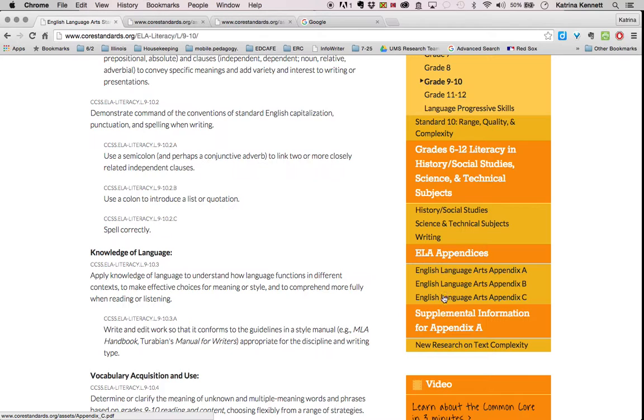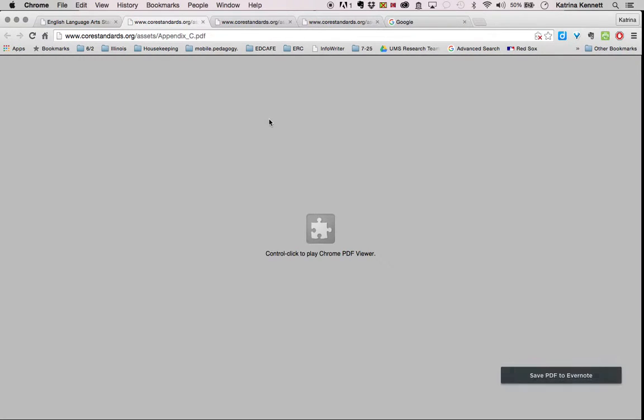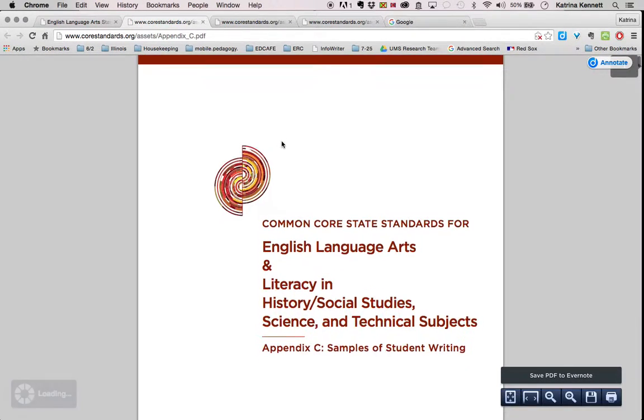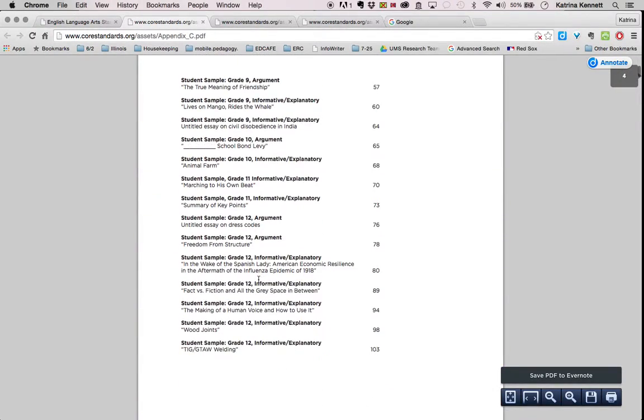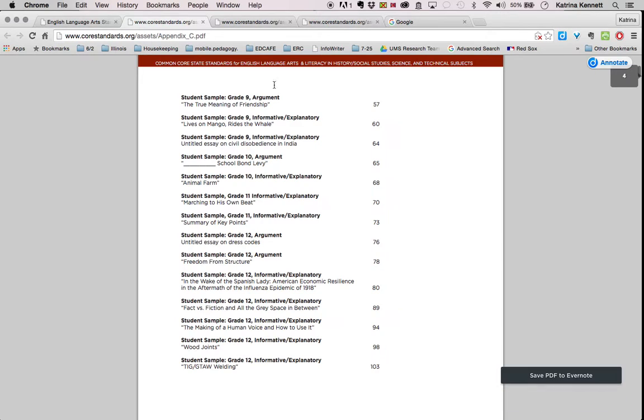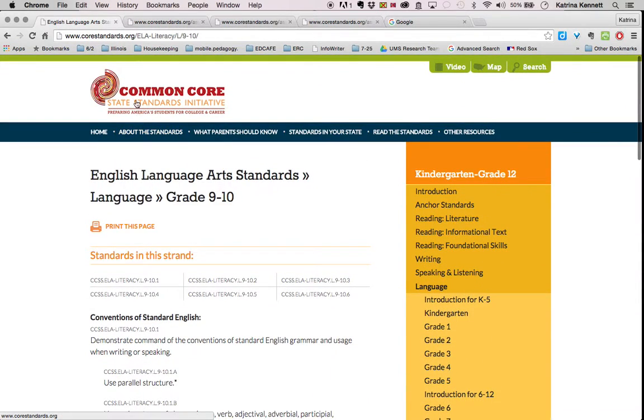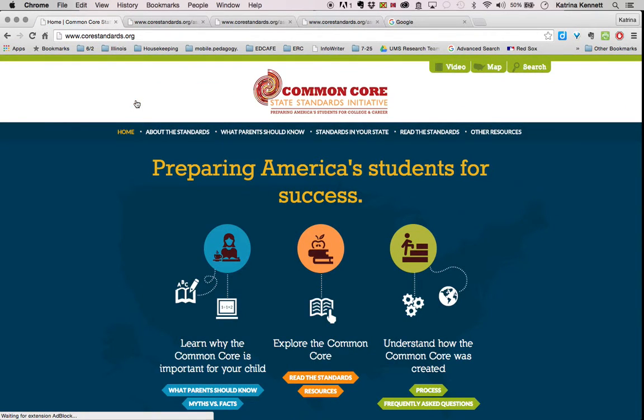And then for Appendix C, we are thinking about student writing. And so they actually offer samples of student writing all the way from kindergarten through grade 12 and in the different text types themselves. So I hope this was a useful overview as you think about and use the Common Core State Standards in writing your lesson plans.